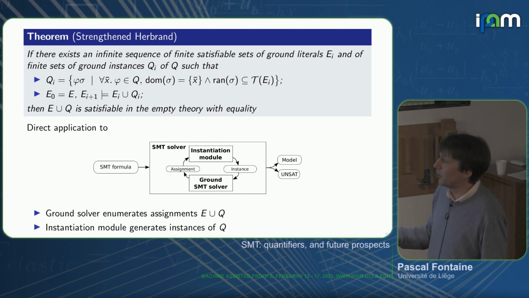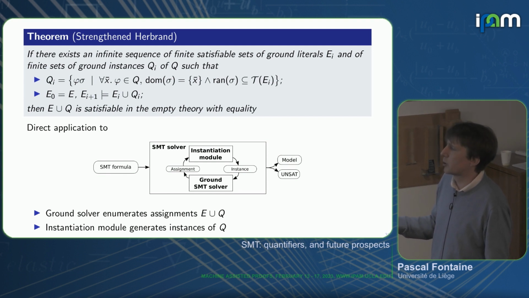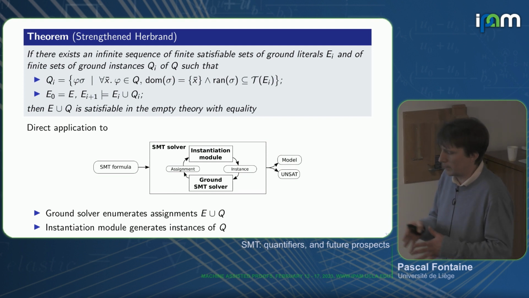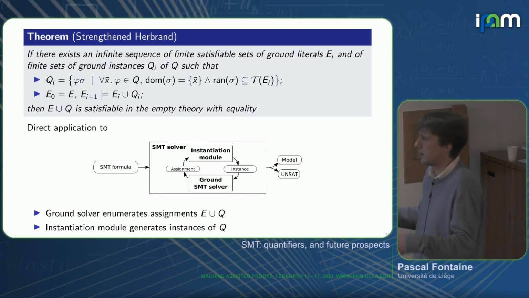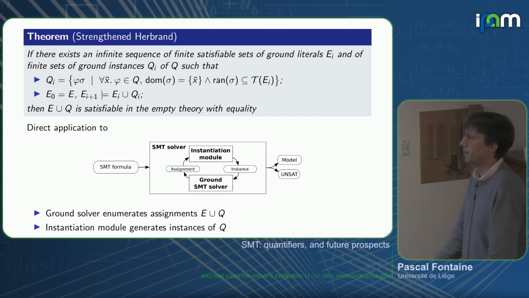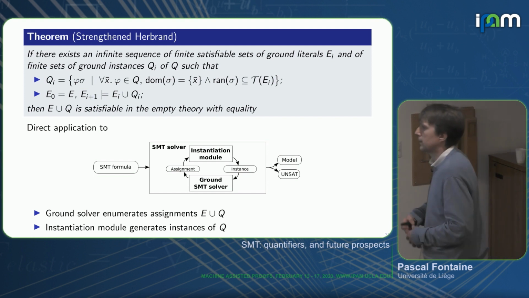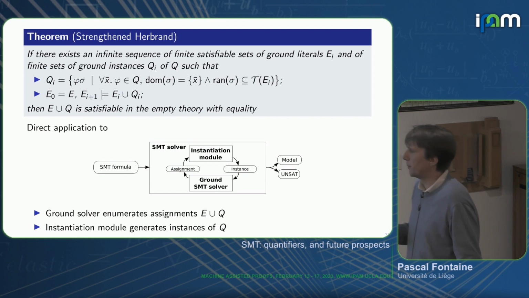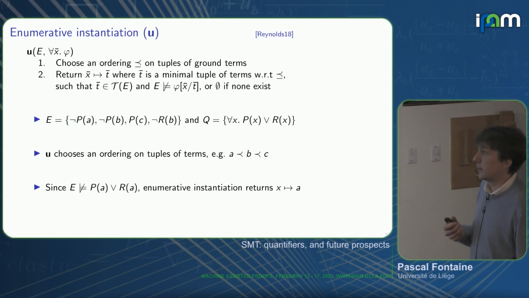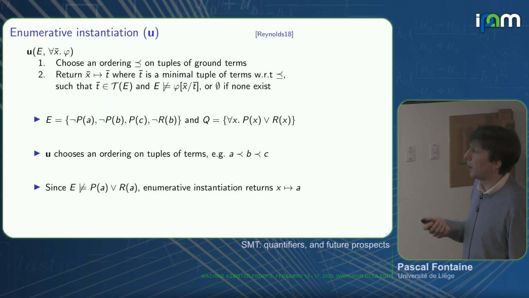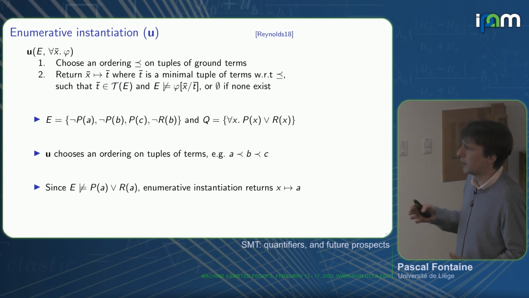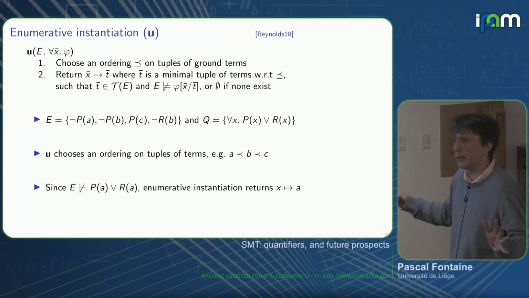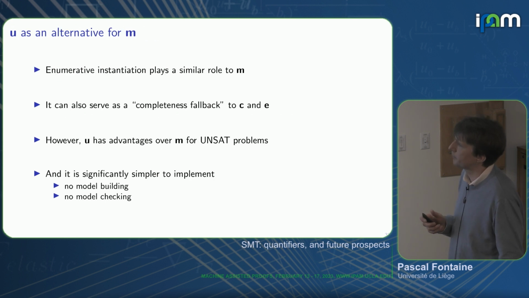The thing is, you take whatever you have in the ground solver, look at what terms you have, generate instances in a fairly systematic way, and you hope for the best. But the best often comes. So I won't go into too many details. Again, you have many possibilities, and you have to choose the right possibilities.